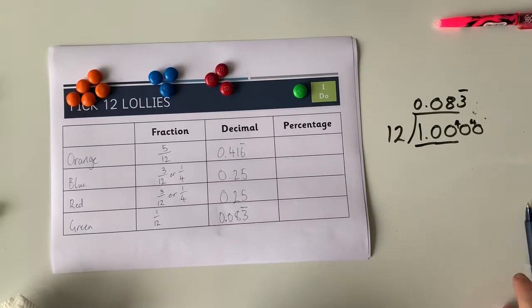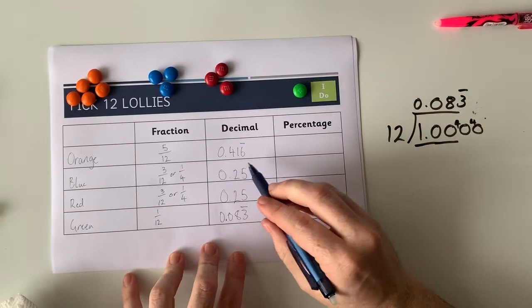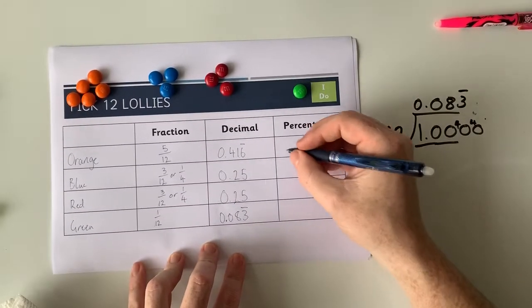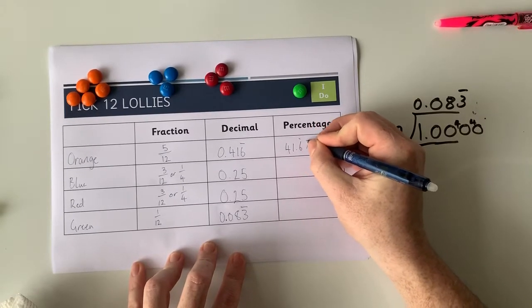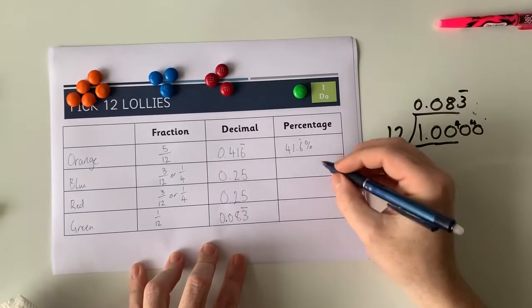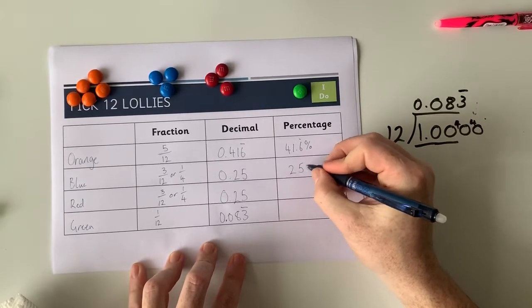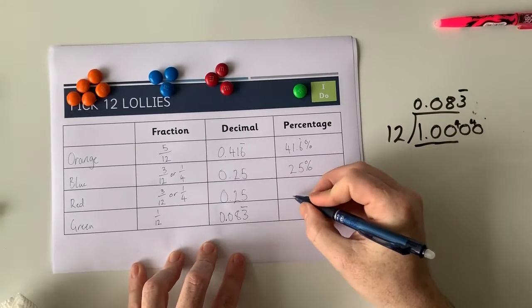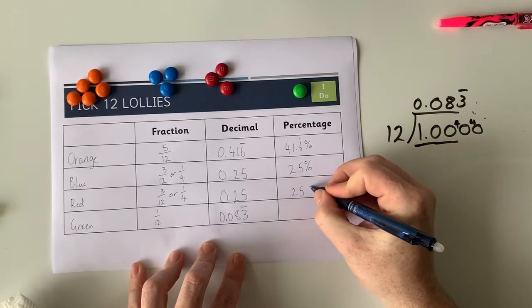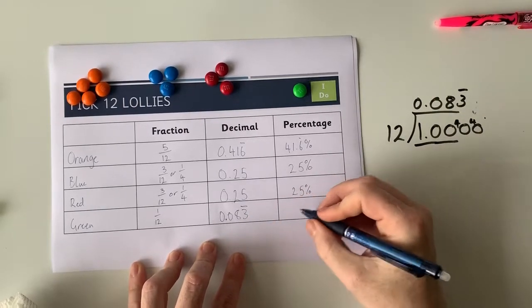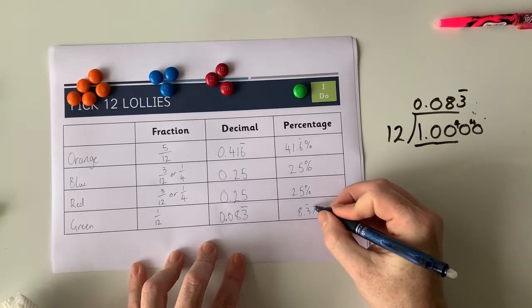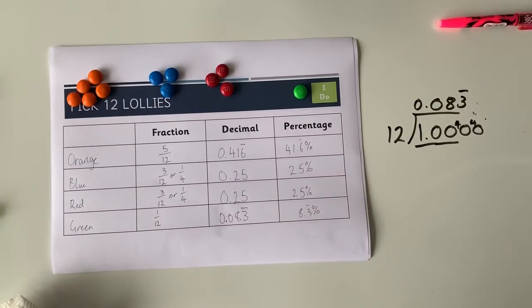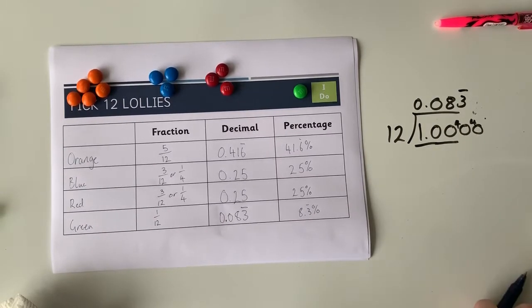Now let's convert them into percentages. So 416 thousandths is 41.6%. 25%, 25%, and 8.3%. So now we've got the percentage likelihood of these colours.